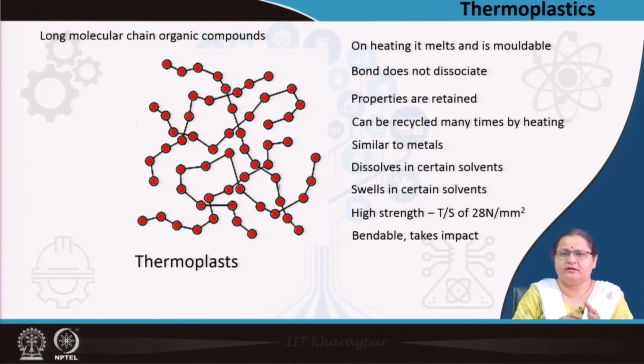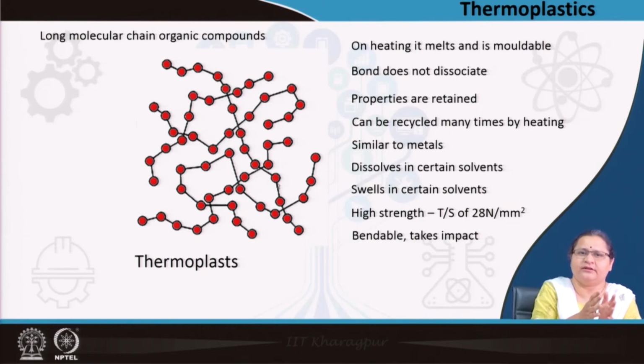Now remember, thermoplasts are not 100% used. It will be added with some other material because the polymer is the binder, but it will be binding other things also. We will come to that a little later. Now, other thing is on the tensile strength, it can take up to 28 Newton per millimeter square, it is bendable, it can take impact.